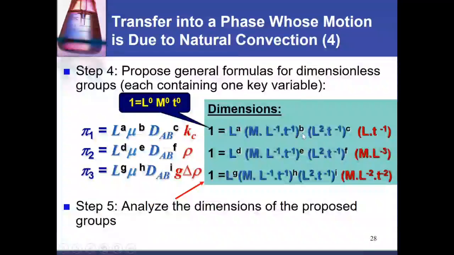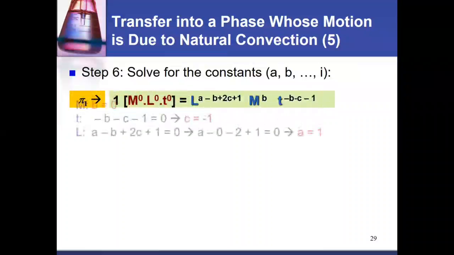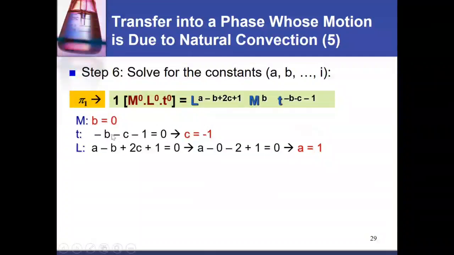And then you have T to power minus B minus C minus 1, which means that minus B minus C minus 1 should be 0. Okay. So minus B minus C minus 1 is 0. And you already got B from here. So you get 0 minus C minus 1. So C is minus 1.